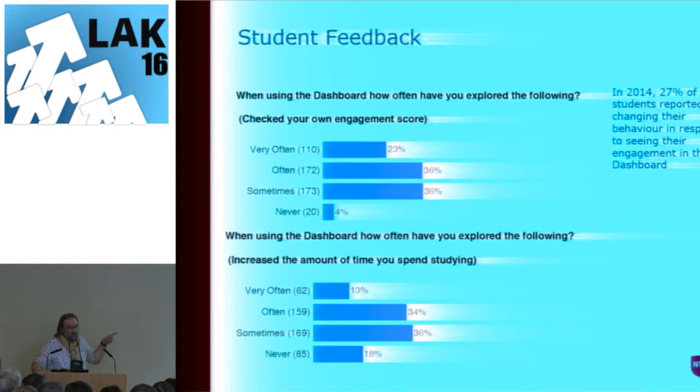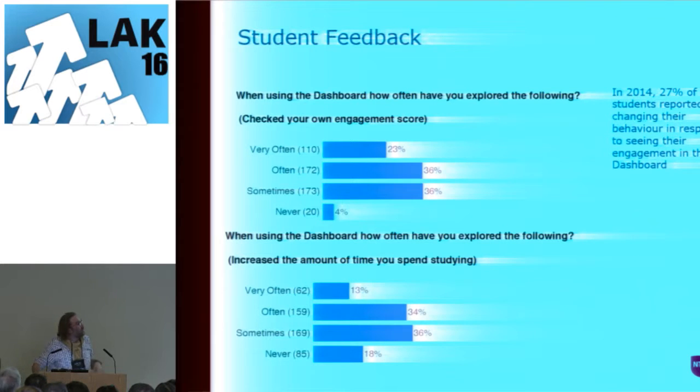So we surveyed students. This is a piece of work we've just done with our first year students, and we asked them the question, when you use the dashboard, what are the kinds of things that you do? And we see that students are using it to just check their own engagement score, to see how they're doing. And this is the thing I like, is that we're starting to see changes in behaviour, them doing a little bit more in response to the question.